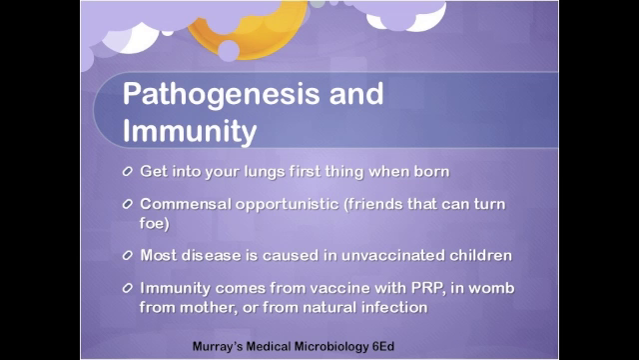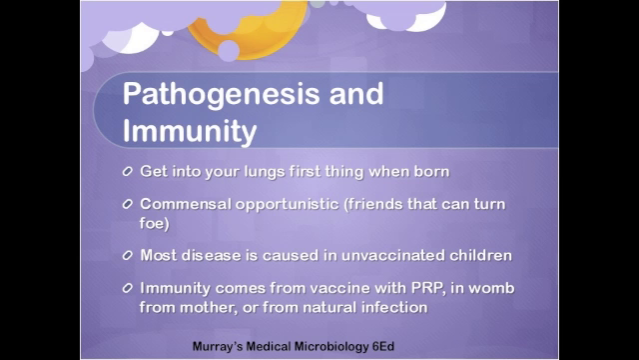H. influenzae is a commensal opportunistic pathogen, which in a way means it is a friend that can turn foe when given the opportunity. Ever since birth, it sits in your lungs, and it can become pathogenic if the immune system is weakened, or if it gets into areas that it is not normally found in.